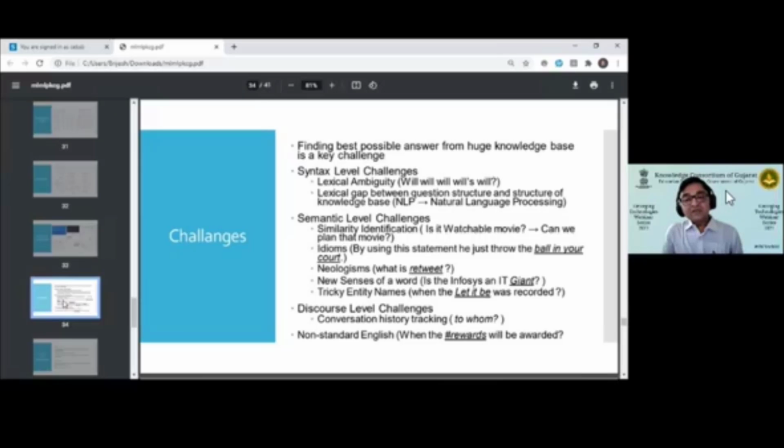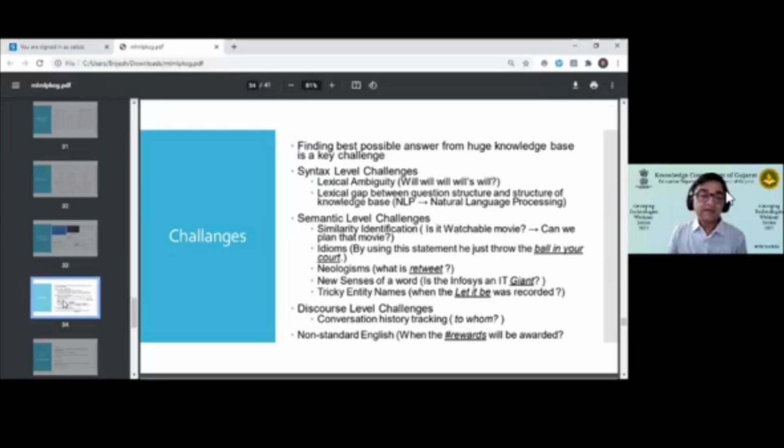Lexical gap between question structure and structure of knowledge base. So the way the question was asked and the way the mention was there in the knowledge base, these two are different. For example, in the question you have the word NLP. Then you need to know that NLP and natural language processing are the same thing. So there has to be some knowledge base which can help you in mapping this. And if this mapping is not there, then even though you have the answer, you would not be able to answer it correctly. So this is also a kind of syntax level challenge.